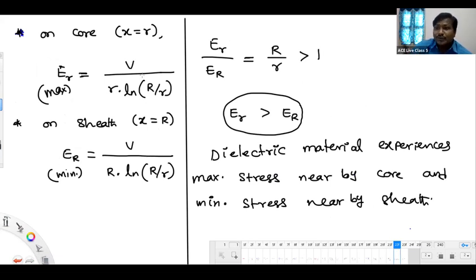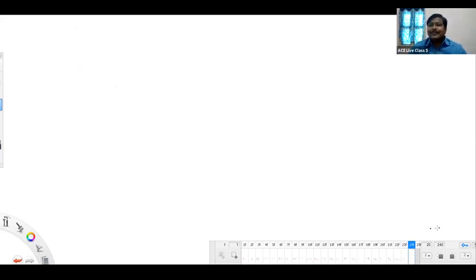Now let me assume that operating voltage remains constant, and capital R, the overall radius of the cable, is also constant. Now you consider small r as a variable, and you try to find out that small r value in order to minimize this field intensity. We are going to name it the most economical radius of the core, or most economical size of the cable.